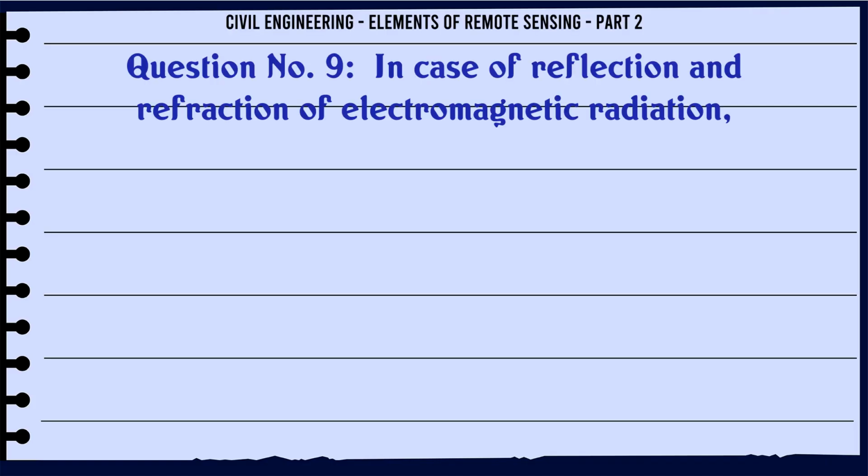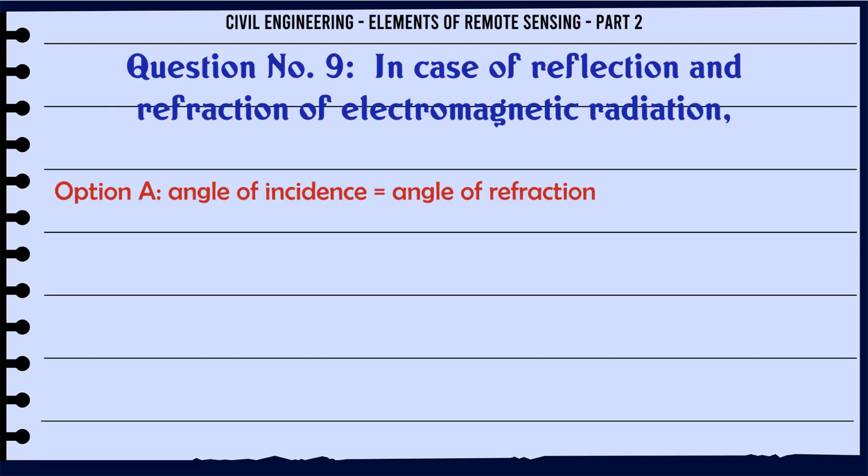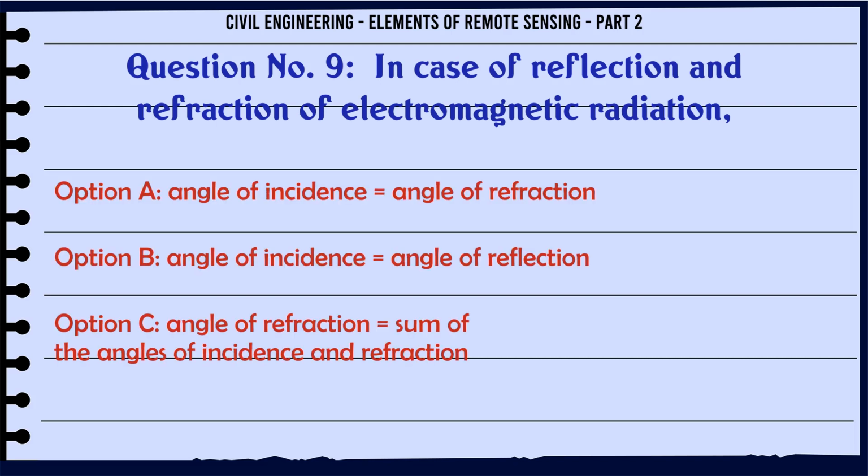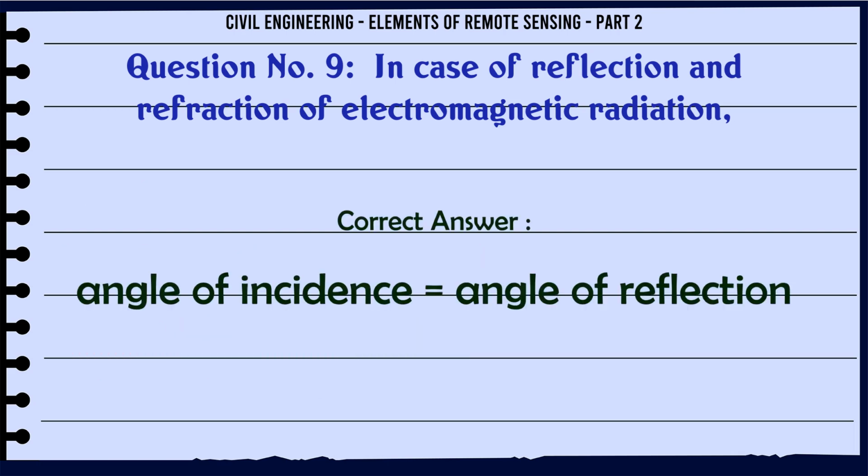In case of reflection and refraction of electromagnetic radiation, A. Angle of incidence, angle of refraction. B. Angle of incidence, angle of reflection. C. Angle of refraction, sum of the angles of incidence and refraction. D. All the above. The correct answer is angle of incidence, angle of reflection.